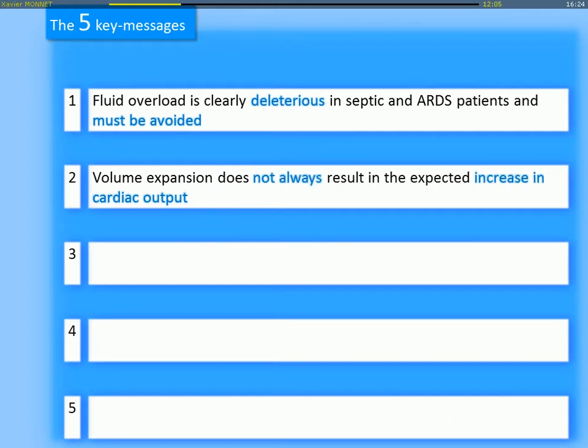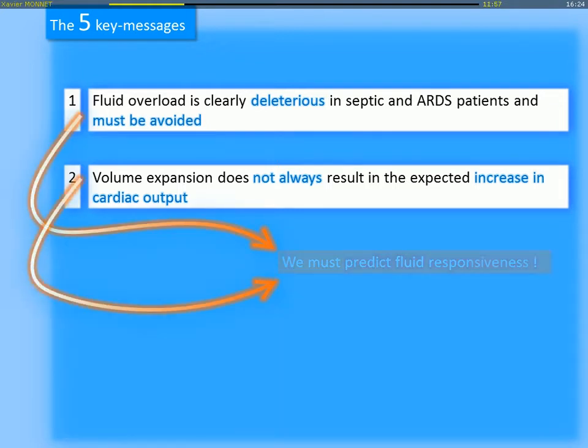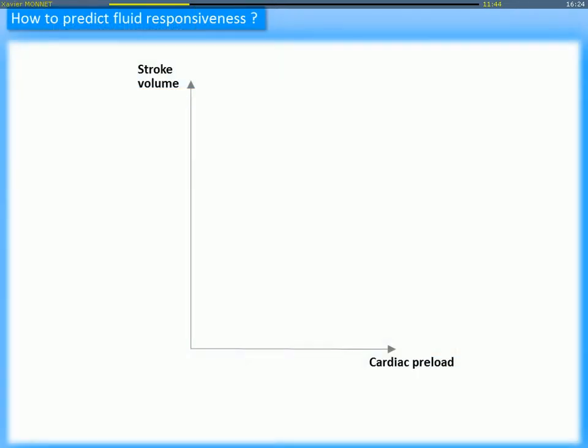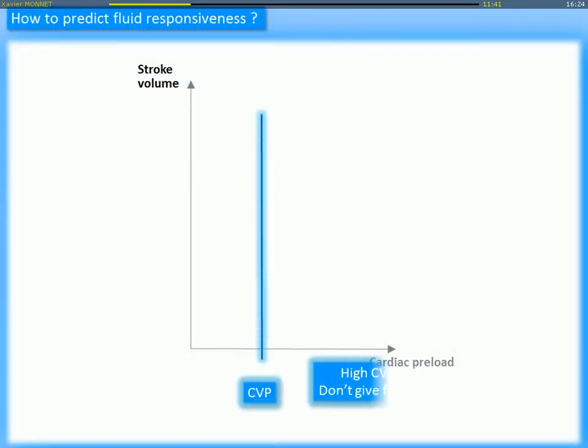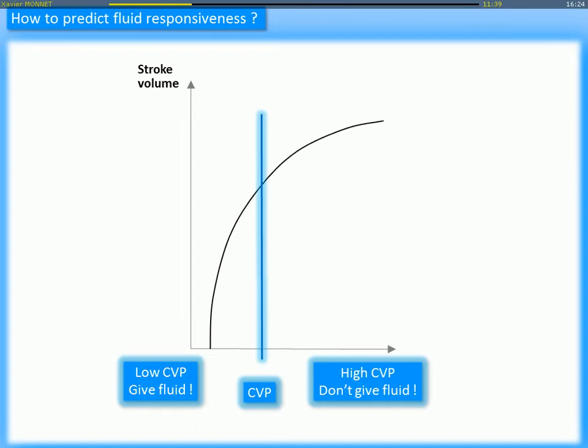And this is, of course, something we have to deal with, and you clearly understand from these two messages that, logically, we should predict fluid responsiveness in order to avoid fluid overload. How to do? You also know, likely, because it's today clearly demonstrated, that the wrong way to do is to use the central venous pressure. And the main reason why CVP is not a reliable predictor of fluid responsiveness is, again, physiology.